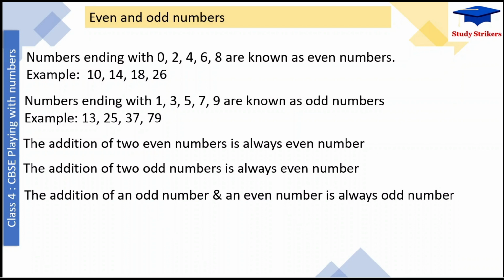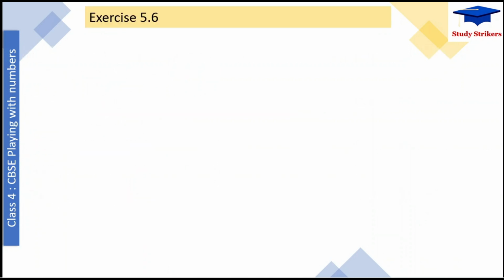Okay, the addition of an odd number and an even number is always an odd number. Let's add 2 and 3 together, you will get 5. If you add 11 and 2 together, you will get 13, isn't it? So you will always get an odd number. So depending upon this, we are going to start with exercise 5.6.